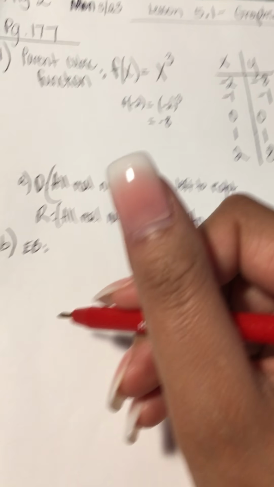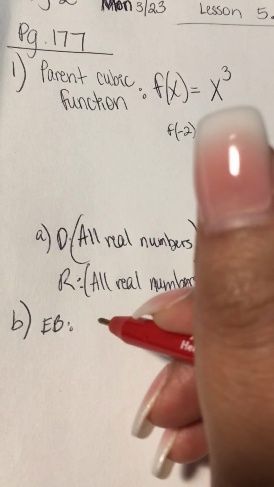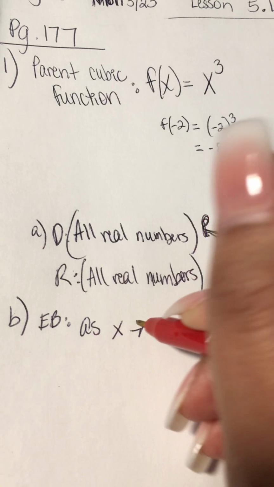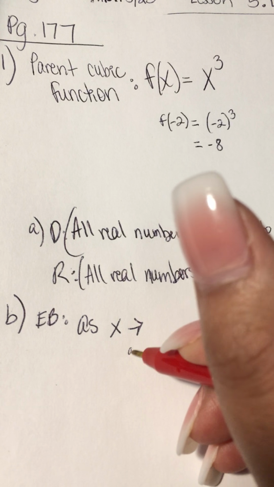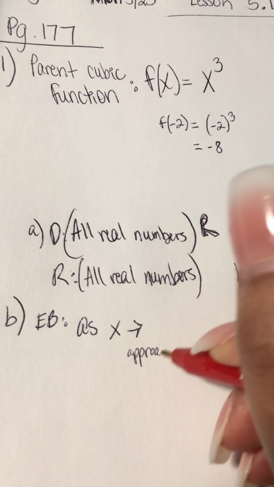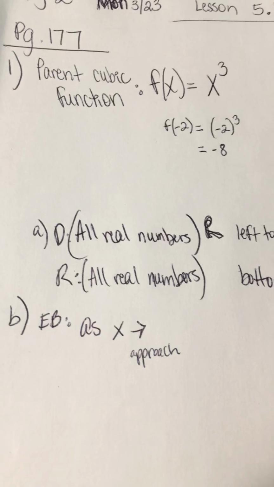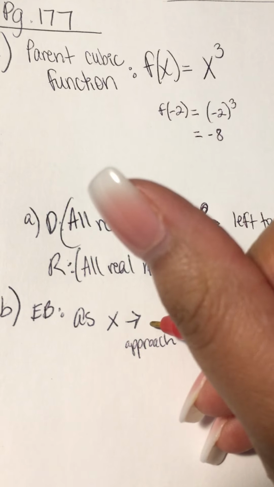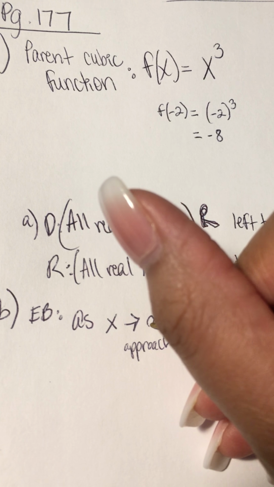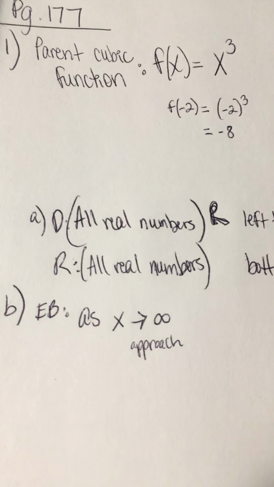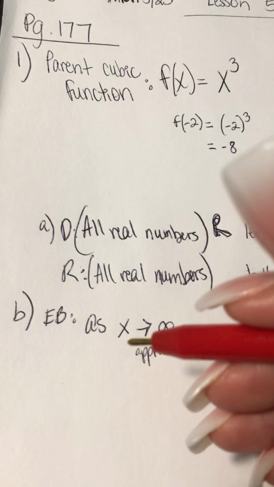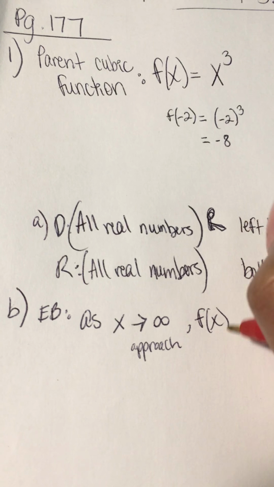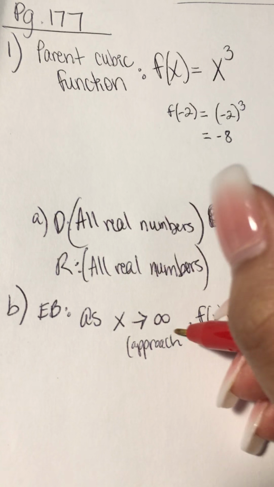So the behavior on the right end as the x values, this arrow means approach, not touching. As the x values get higher and higher and higher, as I continue going to the right forever, those x values are going to get higher and higher to the value considered infinity. So as the x values get higher and higher, comma, f of x is the same thing as the y values.